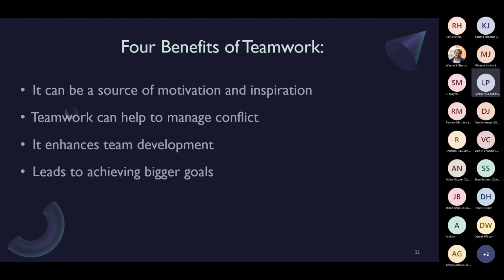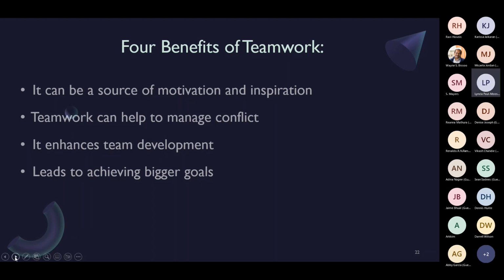Okay, and third, we have it enhances team development. Working as a team allows people to get to know each other's skills, personalities, and areas of expertise. And developing these connections leads to a stronger, more developed team. Professional relationships may flourish, and people may even discover opportunities for mentoring.